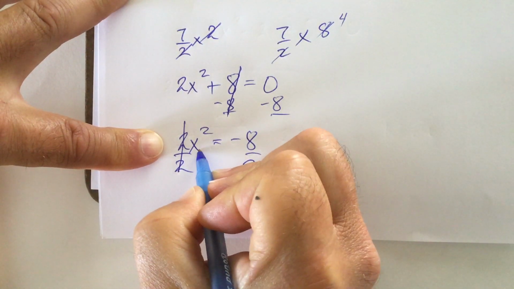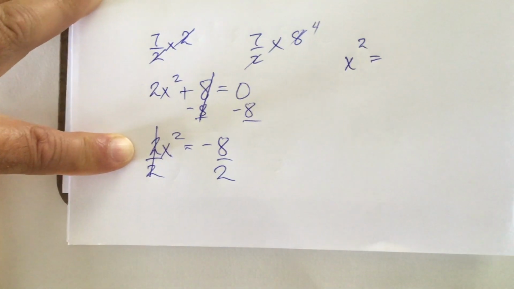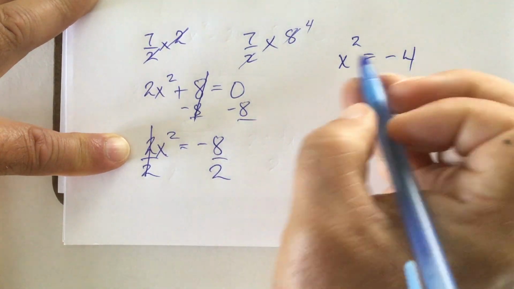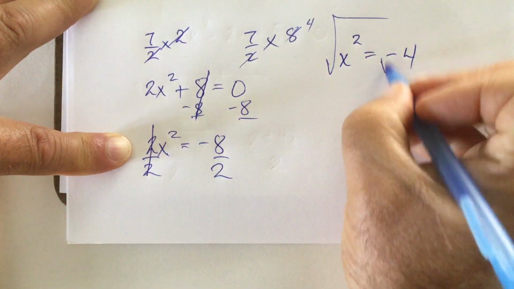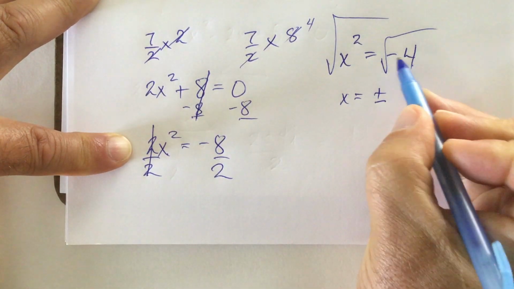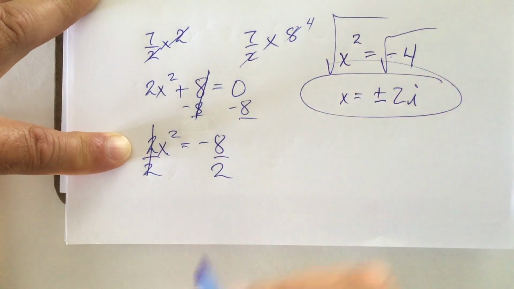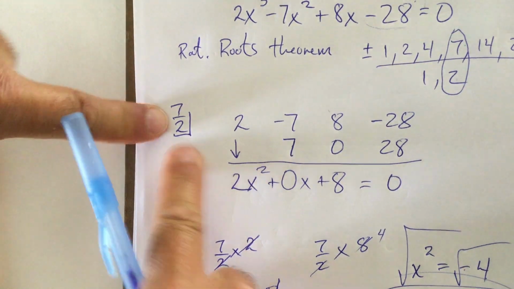And I'd get the squared thing alone. I want the squared information by itself. What's it going to equal? It's going to equal -4. And then I could say, what do cheerleaders do? They root. And I get x equals plus or minus 2i. 2i. Bam. So that's one answer, 2 answers, 3 answers total.